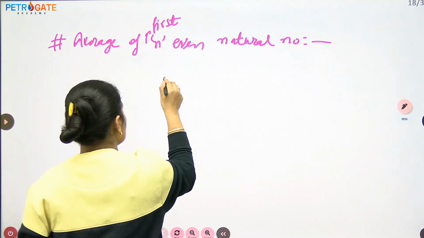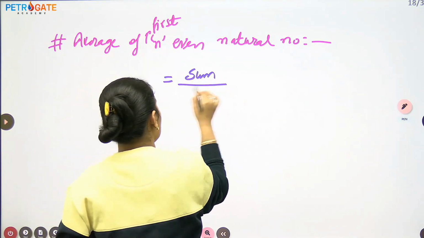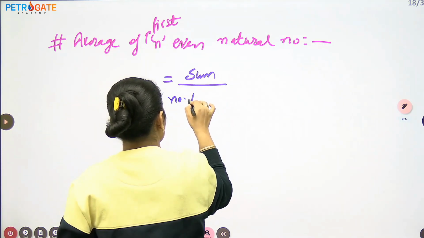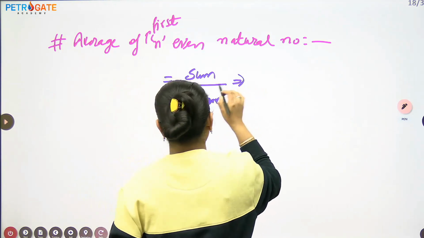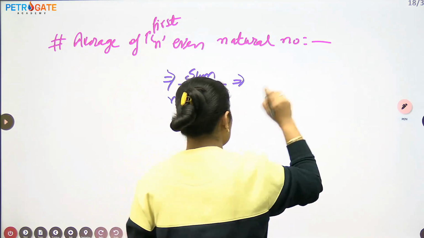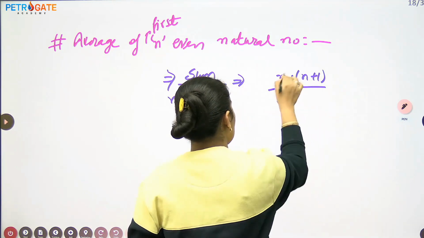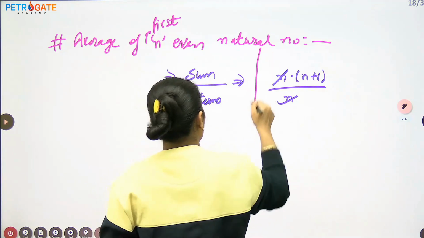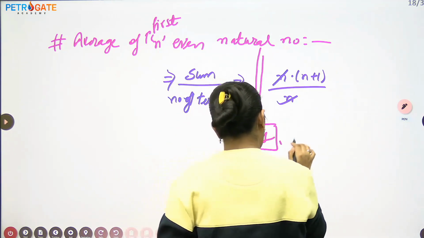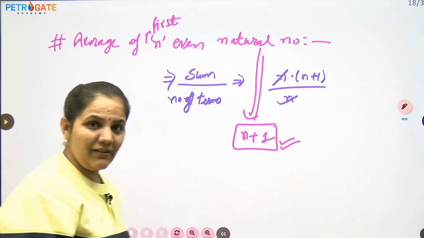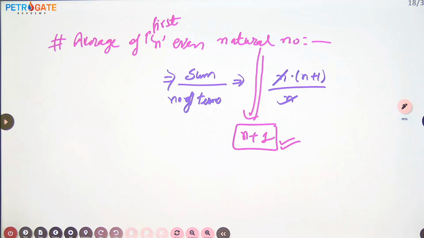So it will be the sum divided by number of terms. The sum or the total of n even natural numbers is n into n plus 1, divided by the number of terms, that is equal to n. N and n will be cancelled out. So the formula will be n plus 1 only. So whenever you have to find out the average of n even natural numbers, you will say, my dear students, the result is n plus 1 only.